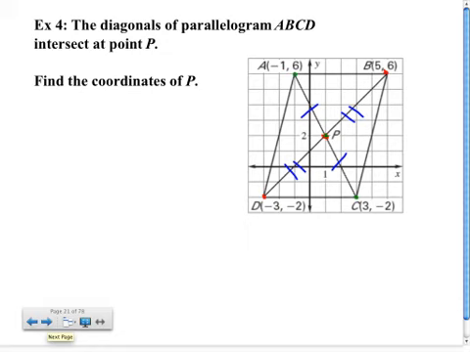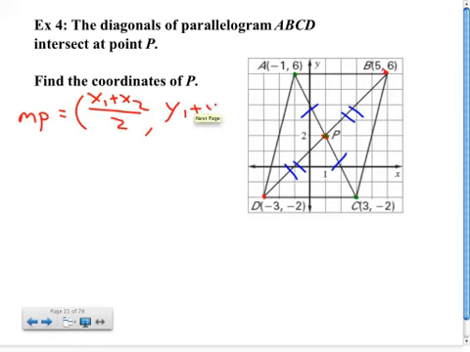Some of you may or may not remember the midpoint formula. If you recall, to find the midpoint, you do (x1 plus x2) divided by 2, (y1 plus y2) divided by 2. I like to think of it as just average your x coordinates and average your y coordinates. It doesn't matter which one I find the midpoint of. I'll find the midpoint of BD.